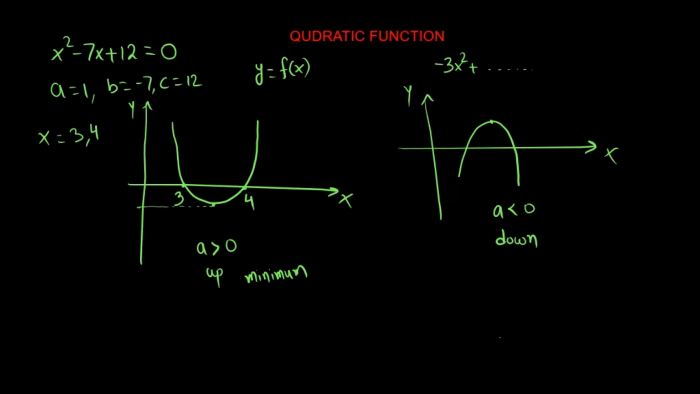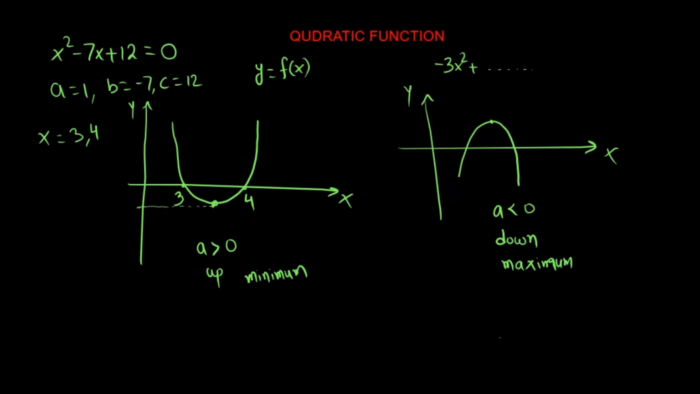For an upward opening parabola, there will be a minimum point, and that point is the vertex. For the downward opening parabola, this is at the top, the highest possible value. So it will have a maximum value. Downward opening parabolas have maximum at the top, at the vertex.